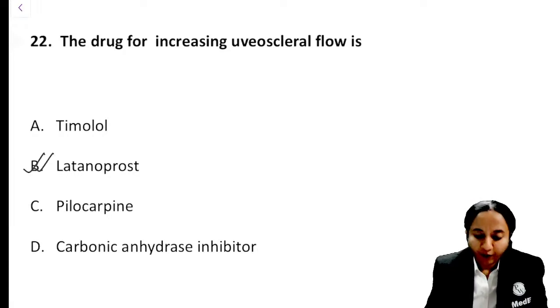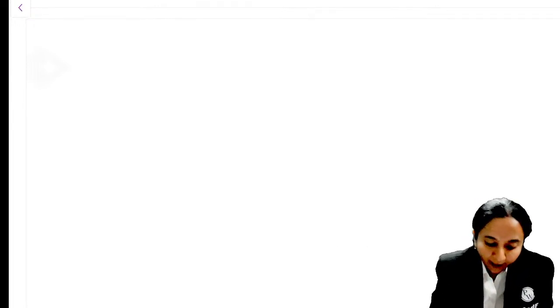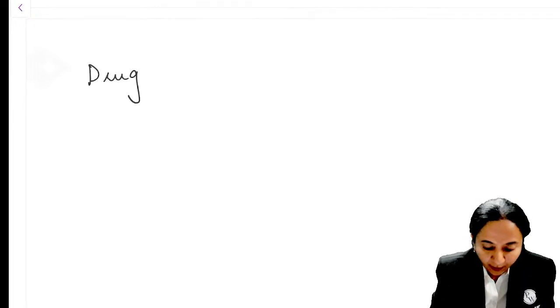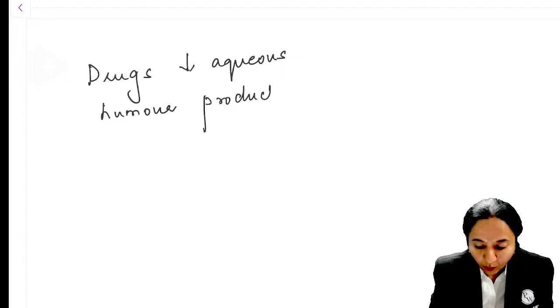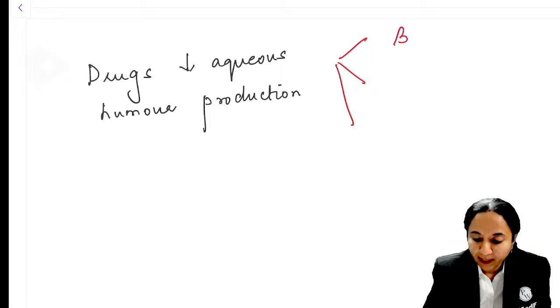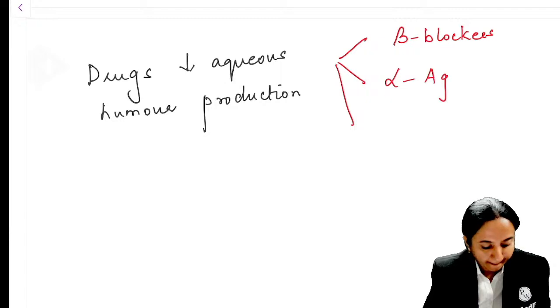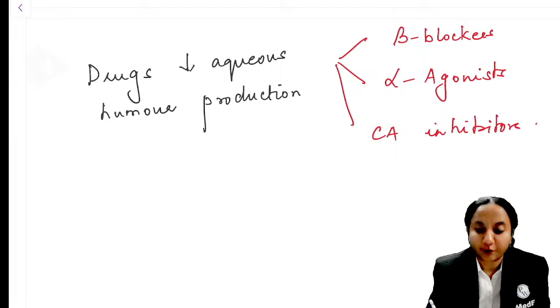Taking the opportunity of this question, I will quickly discuss a couple of things. What are the classes of drugs which decrease aqueous humor production? We have the beta blockers, we have the alpha agonists, and the third one is your carbonic anhydrase inhibitors. They are the ones which decrease the aqueous humor production.